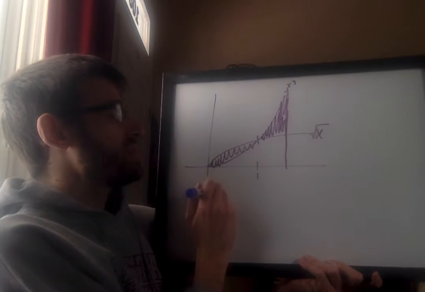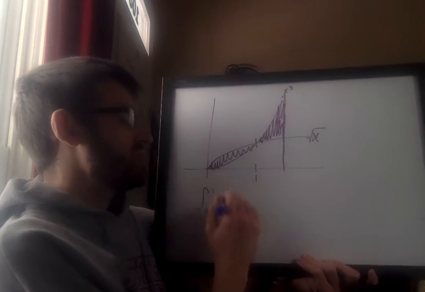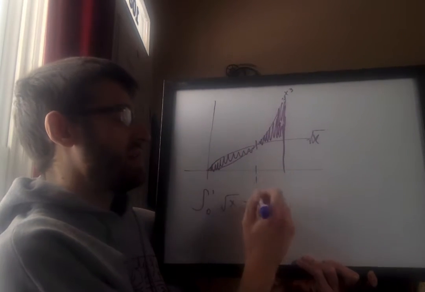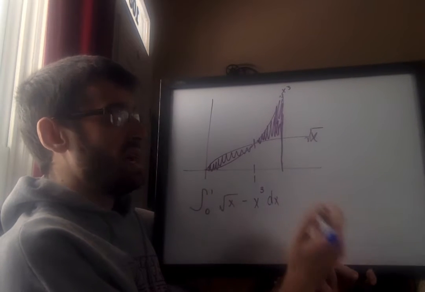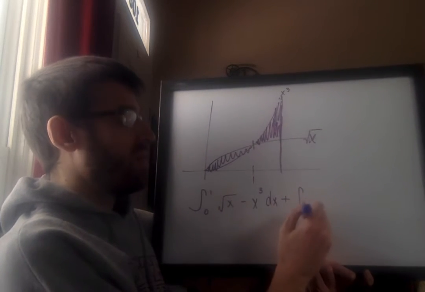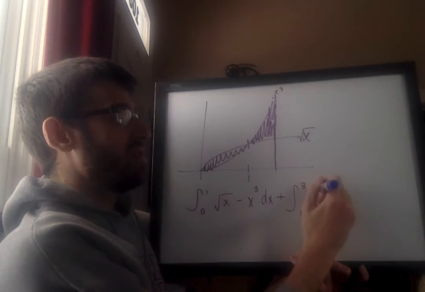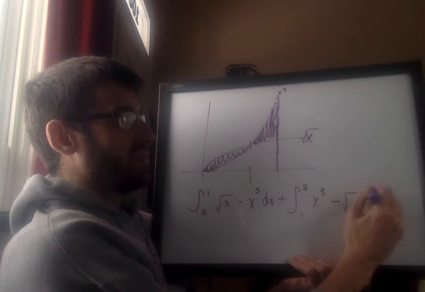So what I'm going to do is integrate from 0 to 1. Your top function would be the square root of x minus the bottom function, x to the third, dx, plus the integral from 1 to 3, where your top function would be x to the third, bottom function would be the square root of x.